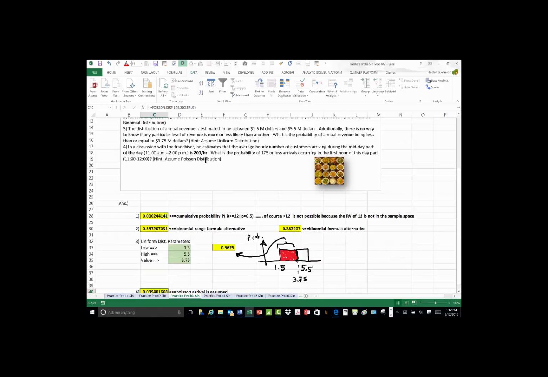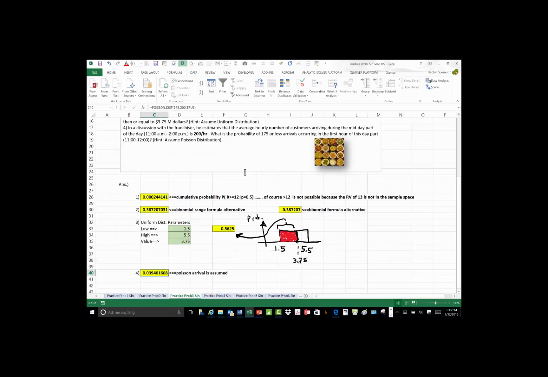The last one asks us to estimate what the probability is of some arrivals. We have an arrival process, and you know from your reading, arrival processes are often described by the Poisson distribution, which is a discrete distribution. And the Poisson distribution has one parameter, and that's the average arrival rate. For us, that average arrival rate is 200 per hour. So the question is, what is the probability of 175 or less, 174, 173, 172, all those probabilities added up, and it being 175 or less when the average is 200.